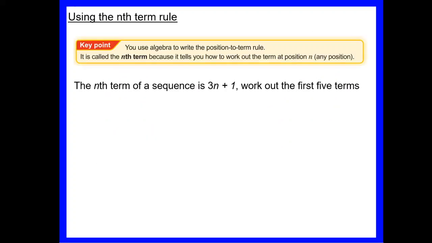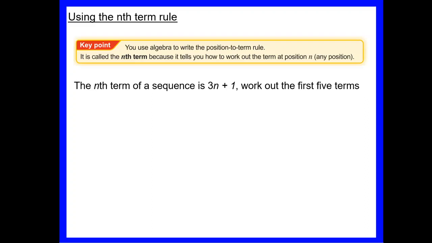Okay. Using the nth term rule then. So the nth term rule is a position to term rule that helps us to work out the term in any position in the sequence. So as well as just finding the first few terms, we can work out terms further down the line without writing out the whole sequence. So this is going to be quite useful for us.